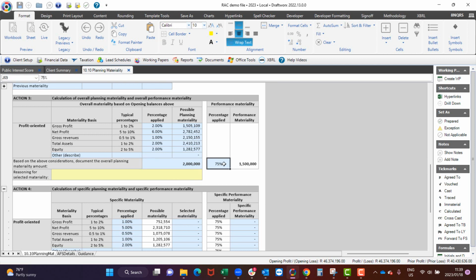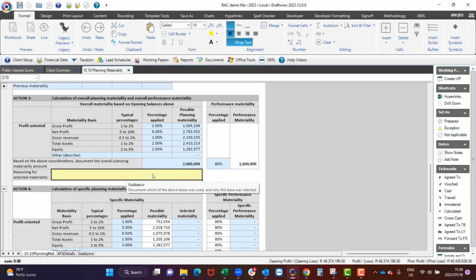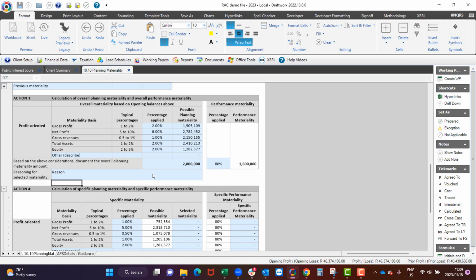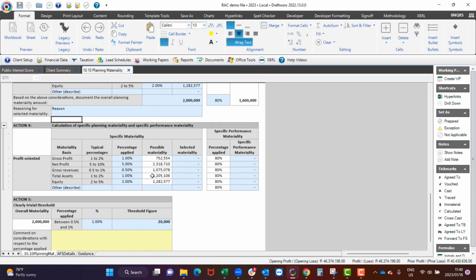Percentage applied 75%. Again, if your firm's policy states it's 80%, you're more than welcome to change that. And then from that, we calculate a performance materiality. 2 million times 80% gives us 1.6 million, which gives us the performance materiality to be used in assessing components. Then, the reasoning again. Please take great care and consideration upon documenting the reason for your materiality used. The figure is only a little bit of the work. The crux, the power of the materiality figure lies within the reason that you document over there.